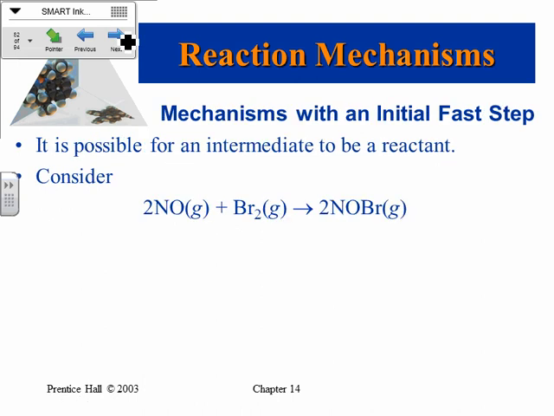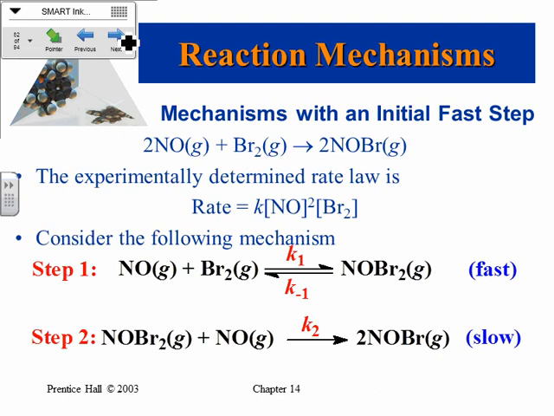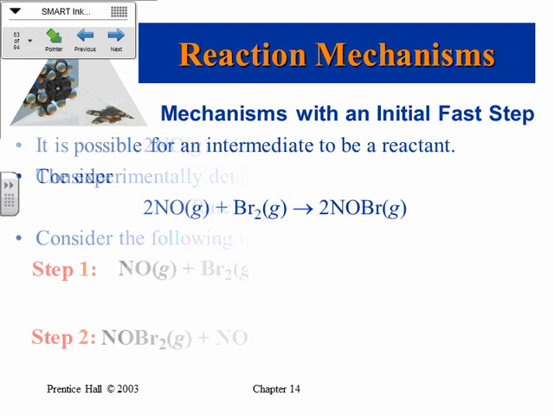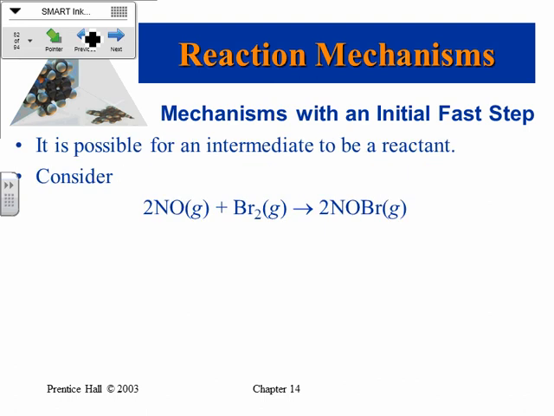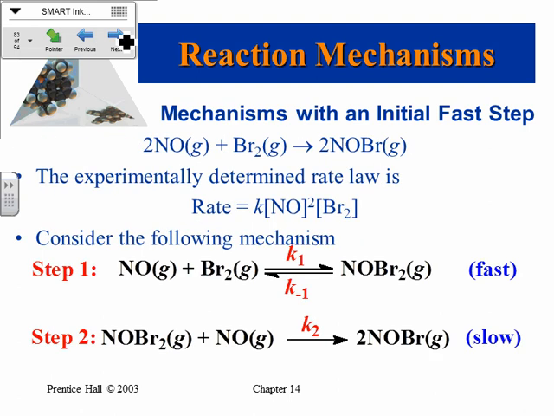All right. Now, here's where it gets a little bit tricky. It's possible for an intermediate to be a reactant. And if that's the case, so we've got 2NO plus Br2, and it's giving us 2NOBr. Now, that's just the overall reaction, that's probably not a single elementary step, so we need a mechanism for that. So here's a possible mechanism for that reaction.